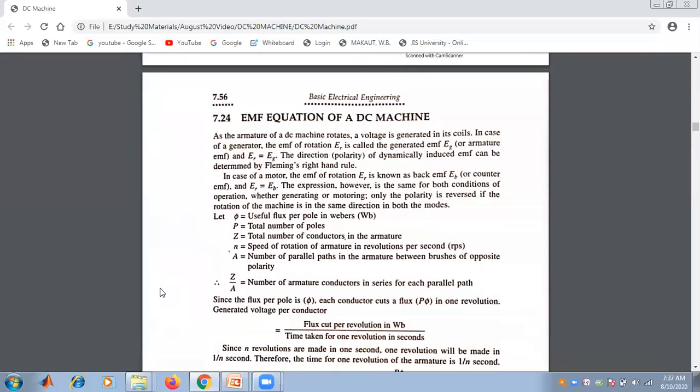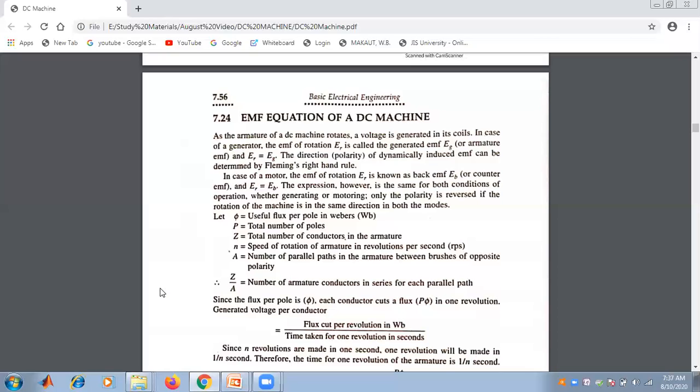Now we will deal with the EMF equation of a DC machine. As the armature of a DC machine rotates, a voltage is generated in the coil, as we have known. In case of generator, the EMF of rotation, that is called ER, is called the generated EMF EG or armature EMF, and ER equals EG.